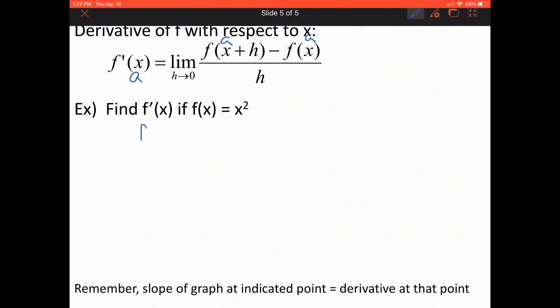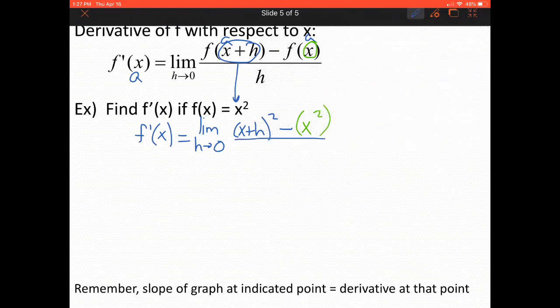Okay, so the derivative at x. All right, so the limit as h approaches 0, I already have my formula up here. So let's plug in x plus h. I'm plugging in x plus h into this function. So (x plus h) squared minus, now I'm plugging in x for the function, so it stays exactly the same.